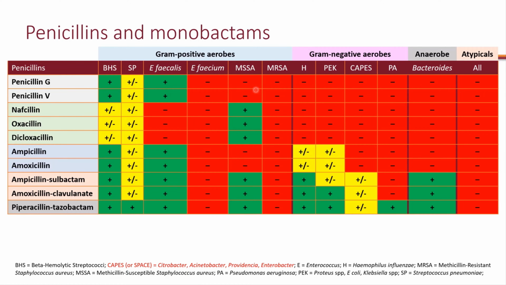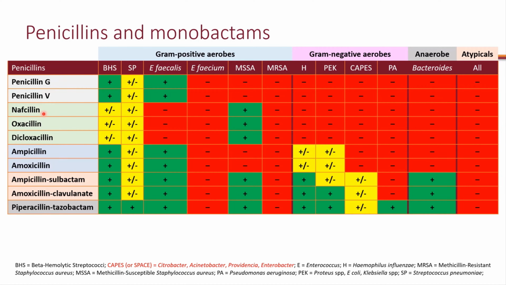There is a small subset of Staphylococcus aureus called penicillin-susceptible Staph aureus that these agents are active against, but those are essentially less than 10% of all Staphylococcus aureus. The reason is that the majority of Staphylococcus aureus actually produce penicillinases that break down penicillin, so they don't have activity against MSSA or MRSA. And they don't have any activity against gram-negatives as well as anaerobes or atypical organisms.